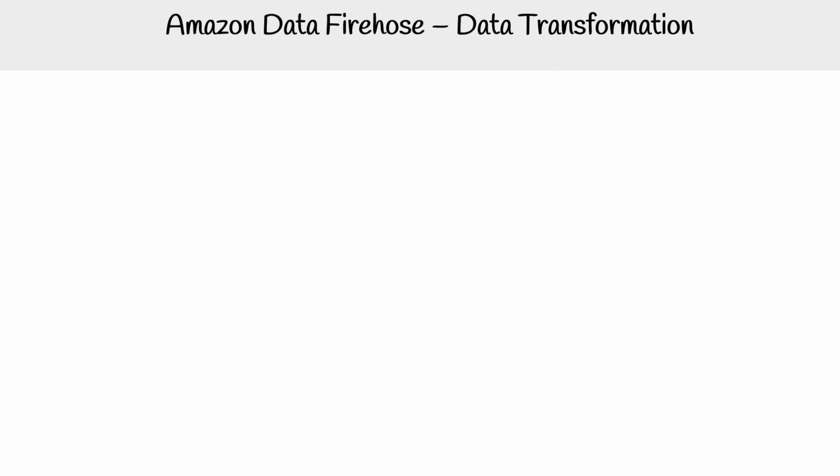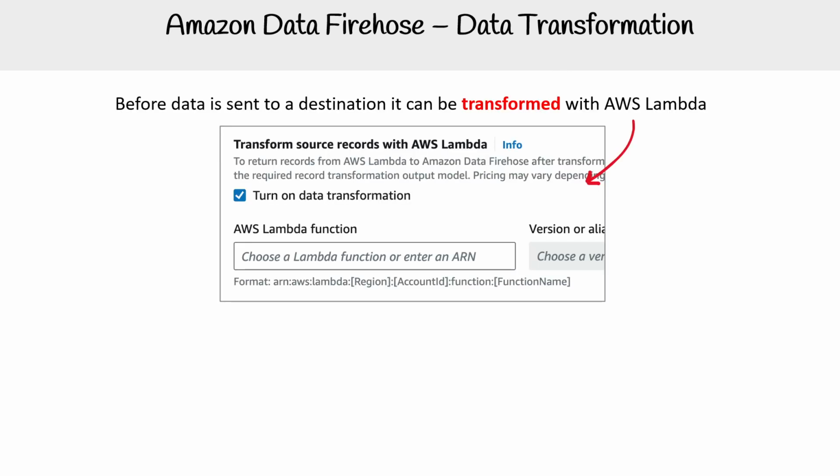Now we're talking about data transformation. So this is pretty much for everything. You can do this for anything. Any kind of destination you choose can have this. But the idea is that before you send your data to your destination, you can run it against a Lambda and can do any kind of transformation you want. So that's very useful.